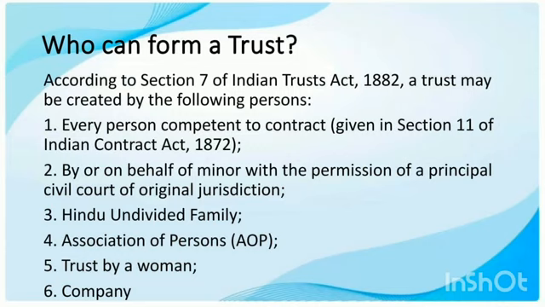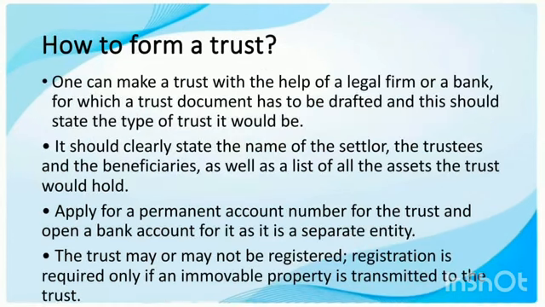And according to Section 11 of the Indian Contract Act 1872, every person competent to contract, an association of persons (AOP), a Hindu Undivided Family (HUF), a woman or any company can form a trust. How to form a trust?